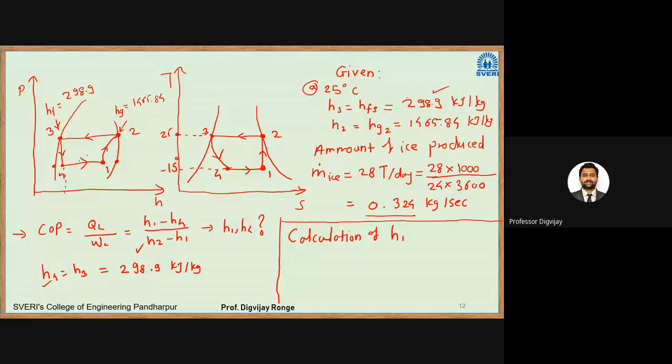Okay, I think I was moved here. So I have calculated H4. Why is H4 equal to H3? Because it is an isenthalpic process. So in that case it will be 298.9, because H3 is given here. Next, our target is to calculate H1.